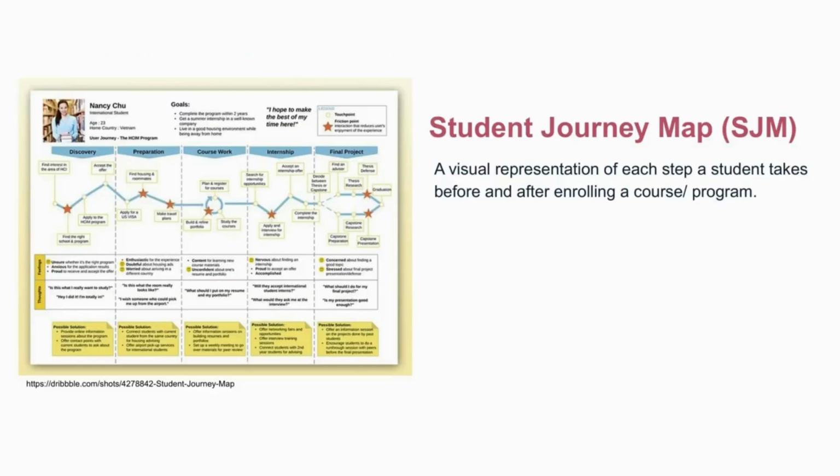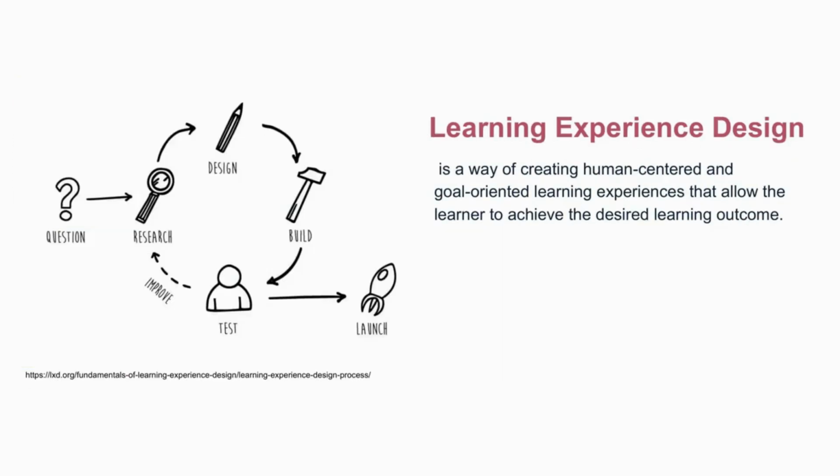A student journey map, or SJM, is a visual representation of each step a student takes before and after enrolling in a course, and it is a part of learning experience design. Now, this method is widely used by universities, but we think that it is suitable for anyone who provides courses to other people. In fact, the students' journey map came from the customer journey map. So in many articles, you can see both uses. You might ask if it's appropriate to use it in learning experience design as well.